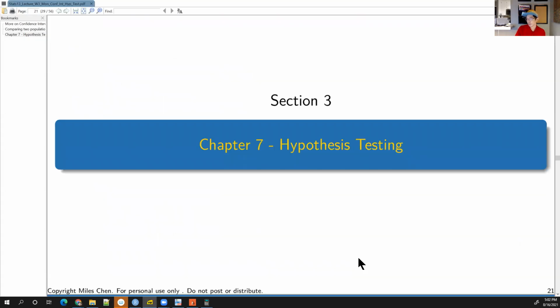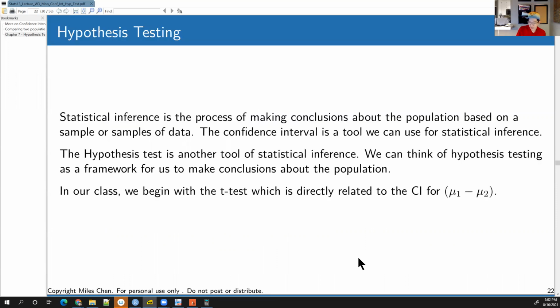All right, and so, with the second half of today's lecture, we're going to introduce hypothesis testing, okay? Hypothesis testing is kind of like, well, at least for our first hypothesis test, the t-test, it's very similar to the confidence intervals that we're talking about, except we take it from a hypothesis testing perspective, okay?